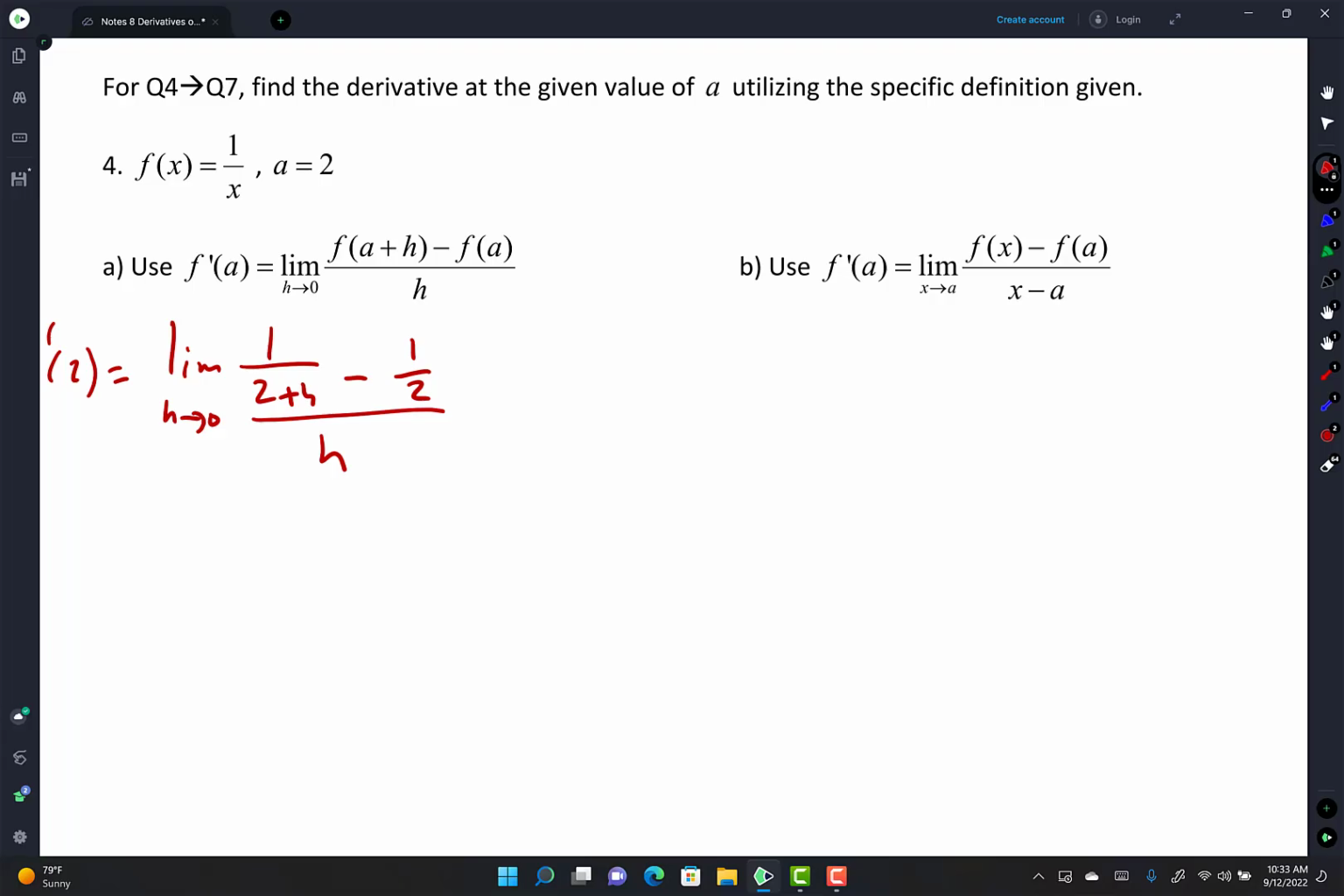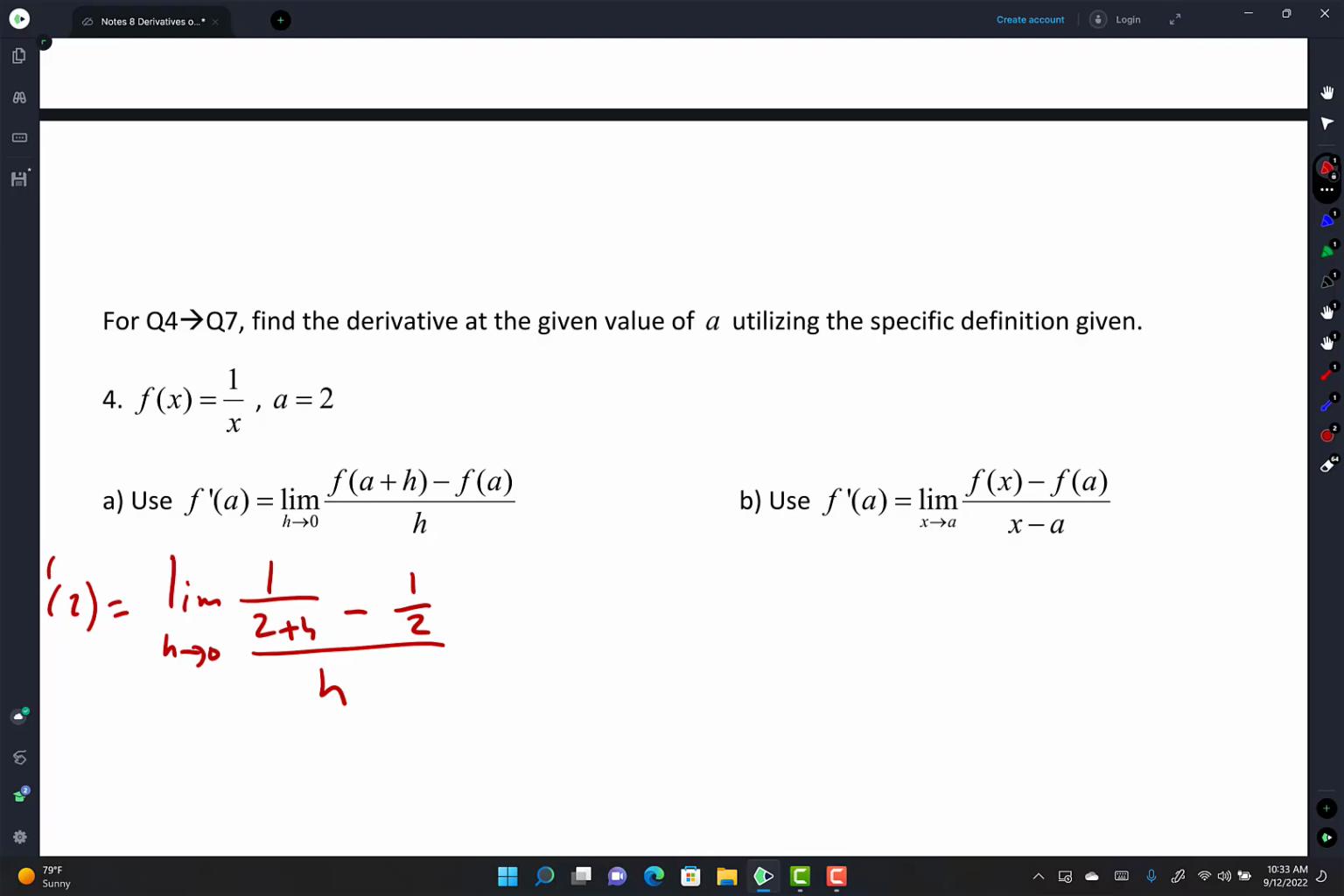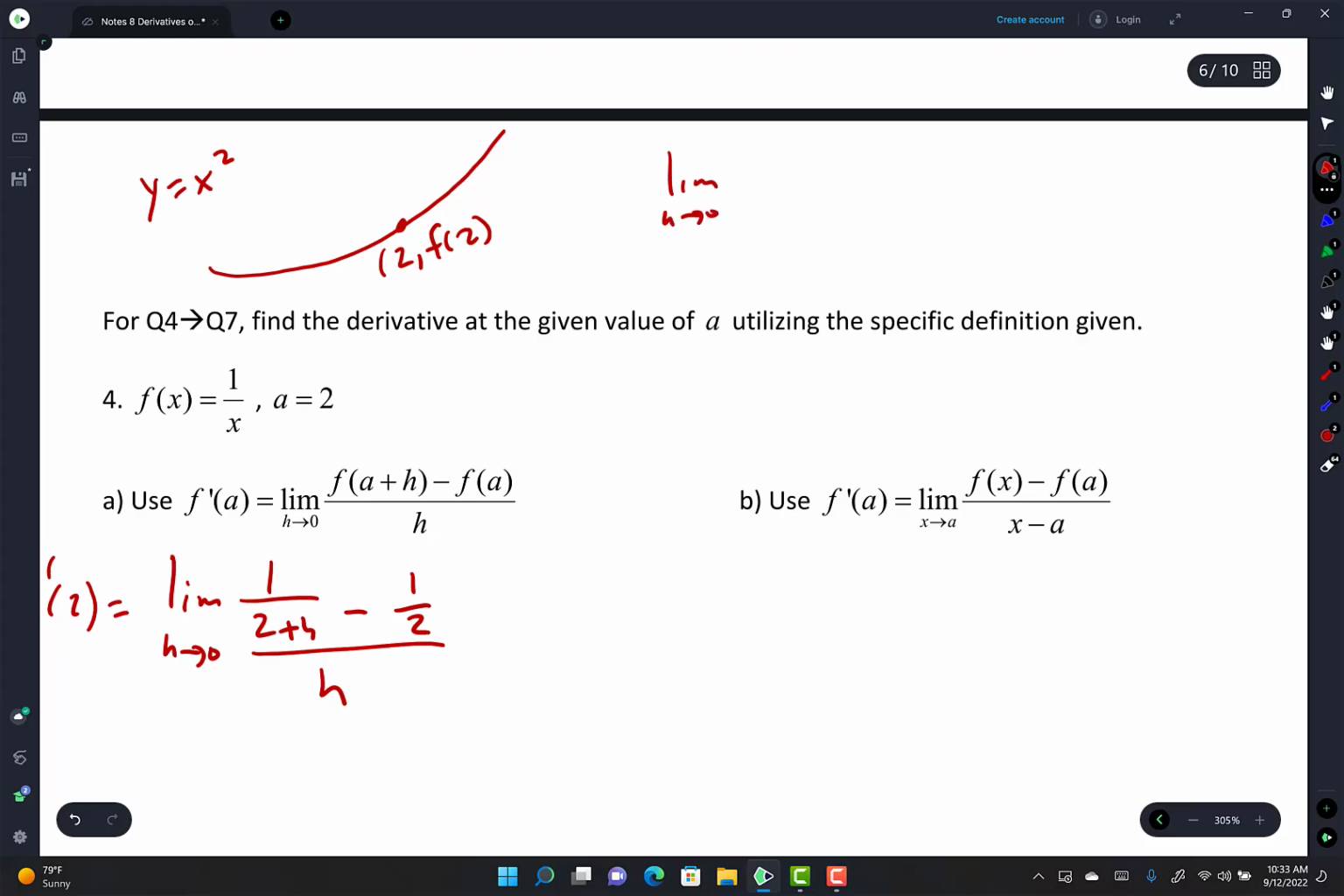H? Yes, because it's an instantaneous rate of change. I want my delta x to approach 0. There's 2 alternates. Both of these mean the same thing. Let me see if I can describe a visual. So here's x squared. I'm exaggerating y equals x squared. And think about this point 2 comma f of 2. So on one hand, I'm doing this, limit as h approaches 0, f of 2 plus h minus f of 2 all over h. So that is trying to find my instantaneous rate of change at 2.